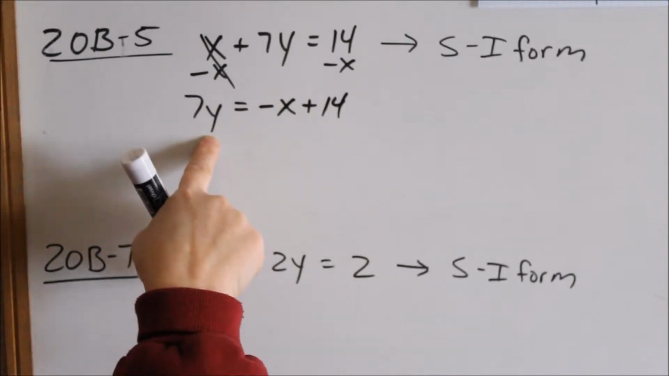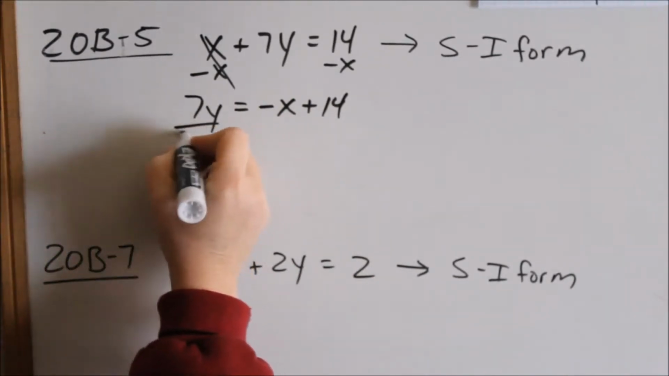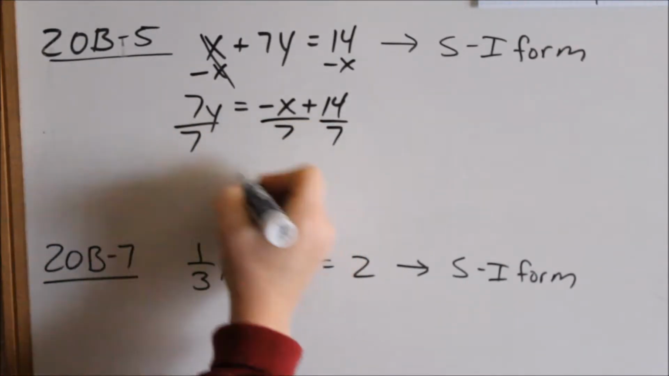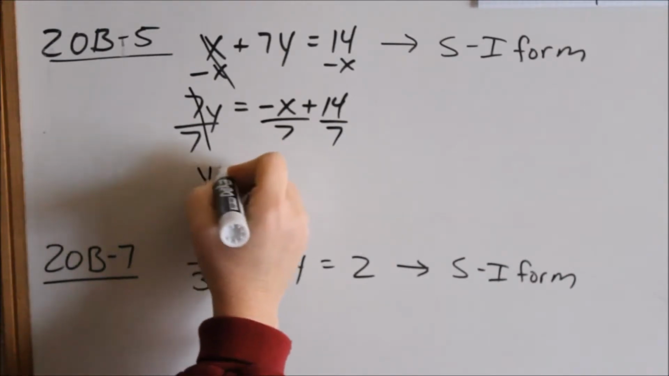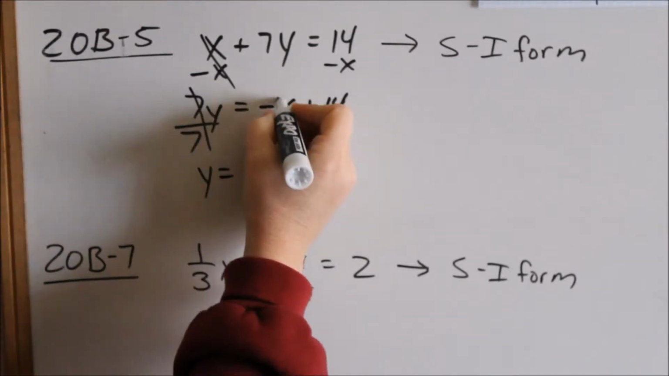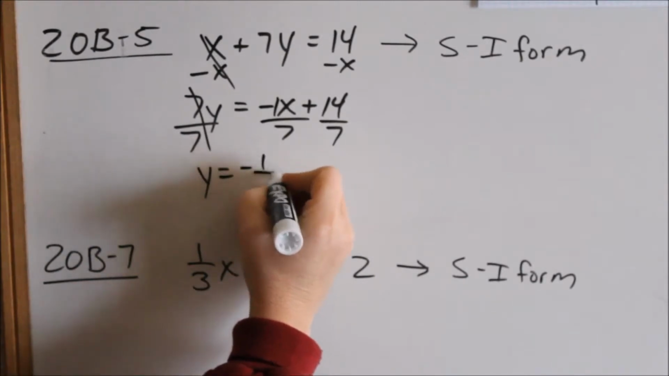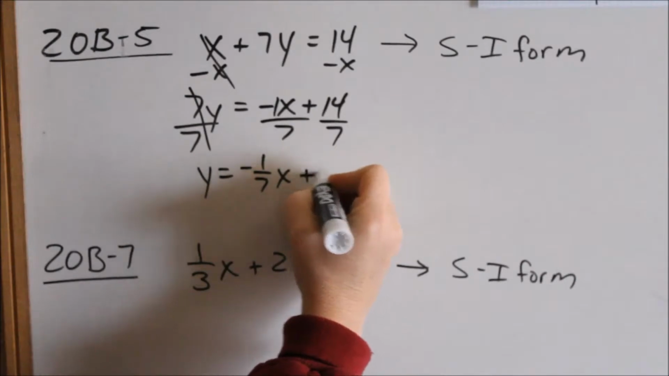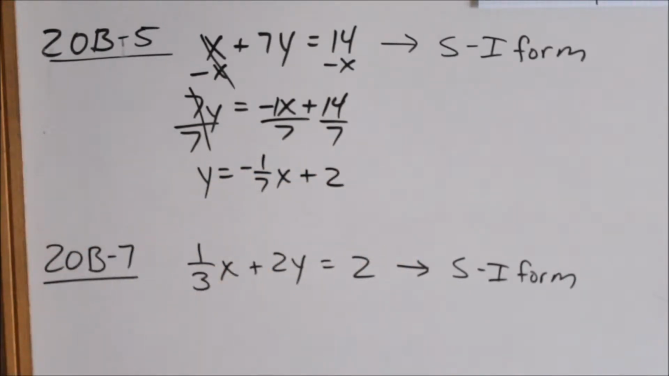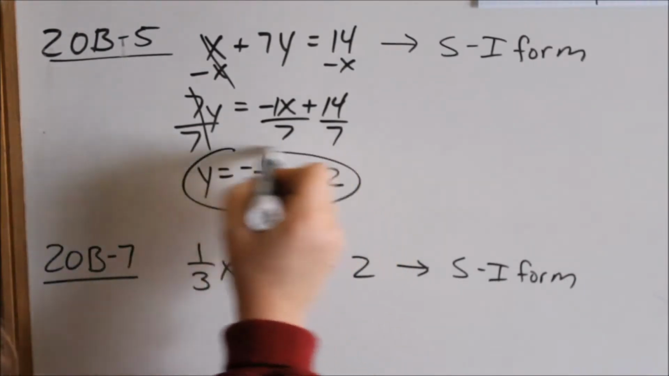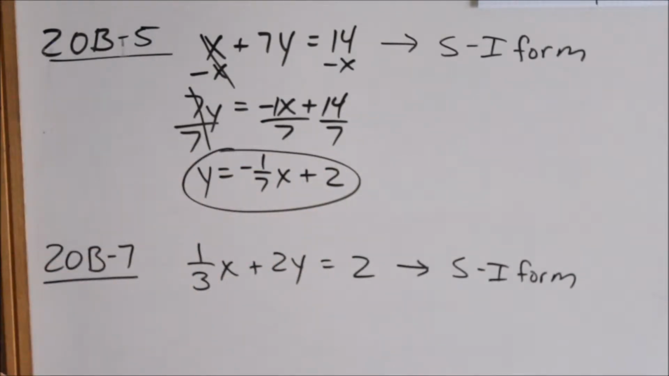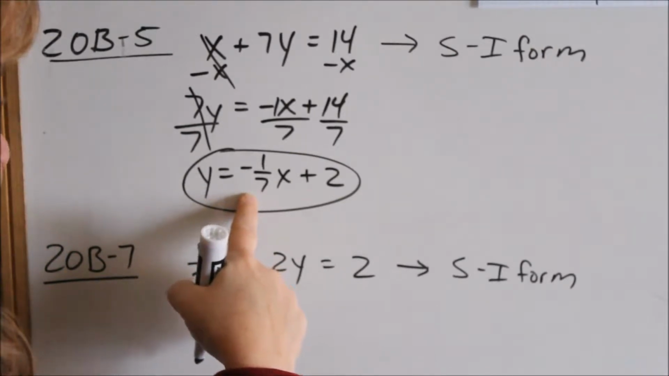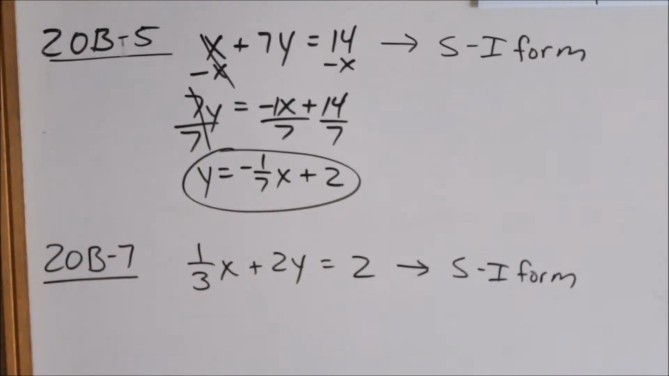I only want y, which means I need to get rid of the 7, so I divide by 7. But if I divide this by 7, I divide every term by 7. So that means those 7's go away. Y equals, this is like a negative 1 right there, so I could write this as a negative 1/7 coefficient in front of my x. 14 divided by 7 is a positive 2. Positive 14 divided by positive 7 is positive 2. That is your slope-intercept form for that equation. You can have fractions in slope-intercept form. You cannot have fractions in standard form.